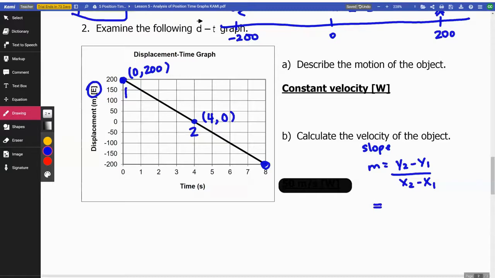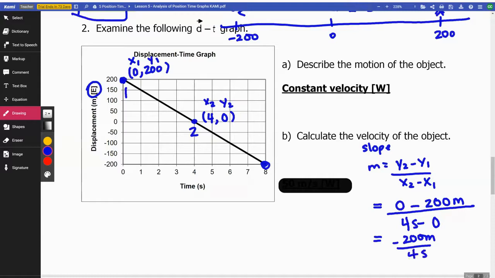And so let's work it out. So y2, so this is my x2, y2. This is my x1, y1. If slope is easy for you, you don't have to write all of these on the graph. You really could just write the 2 points coordinate, and then just plug it in. Okay, y2 is 0 minus y1, which is 200 in meters, divided by x2 is 4 minus x1 is 0, and they're measuring seconds. Okay, so negative 200 meters divided by 4 seconds.